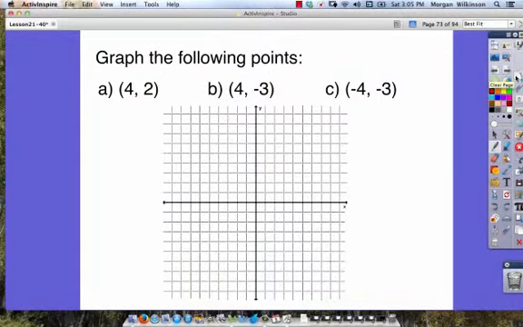Let's graph the following points. A is 4, 2. So we're going to go over 4, and we're going to go up 2. So there we have A.